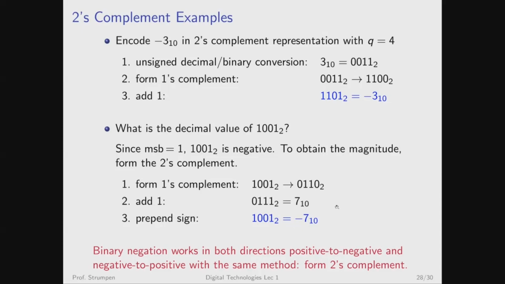And it turns out that in general, the negation works in both directions. Positive to negative or negative to positive can always be done by forming the 2's complement. And these 3 steps recipes shown on these particular examples are what you want to do.